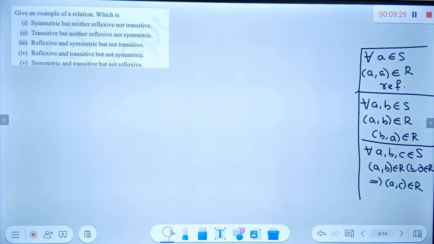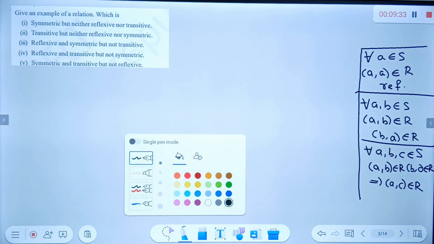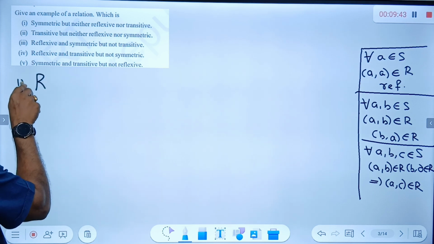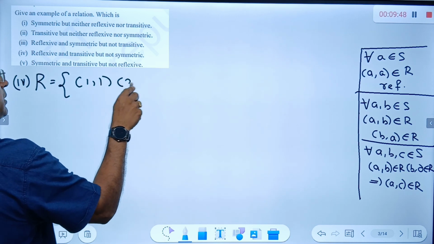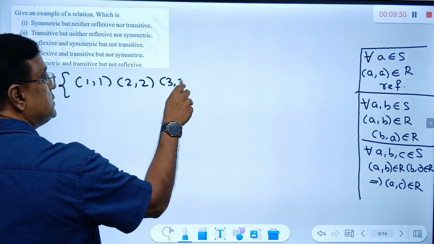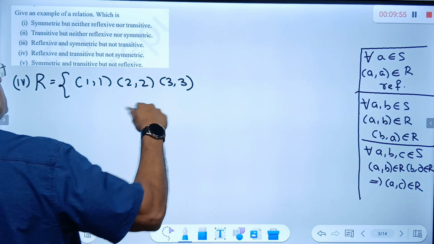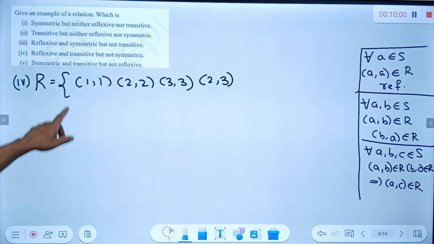Okay. Now, what about reflexive? I need a relation which is reflexive and transitive, but not symmetric. Reflexive and transitive, but not symmetric. So let us take a relation R. This is the fourth subdivision. It has to be reflexive. So it has to be 1, 1. It has to be 2, 2, and it should have 3, 3. This is reflexive. And I will add one more element to it. Say, for example, I will add 2, 3. Is it reflexive? Yes. Is it symmetric?